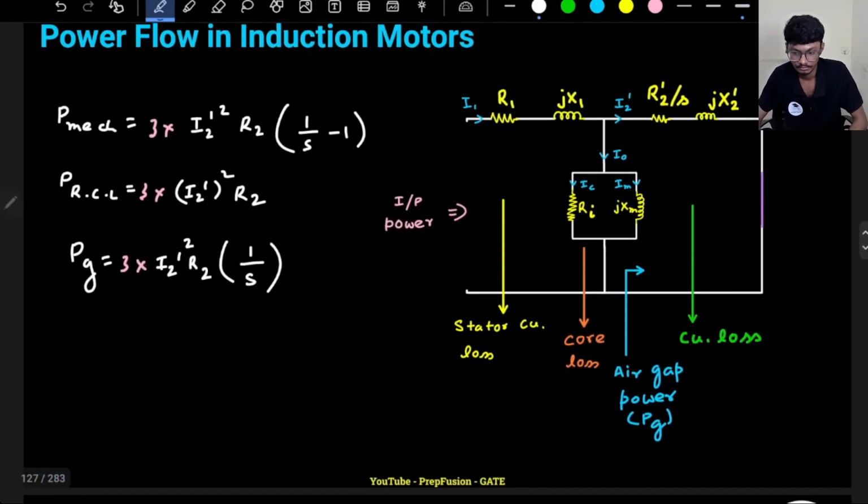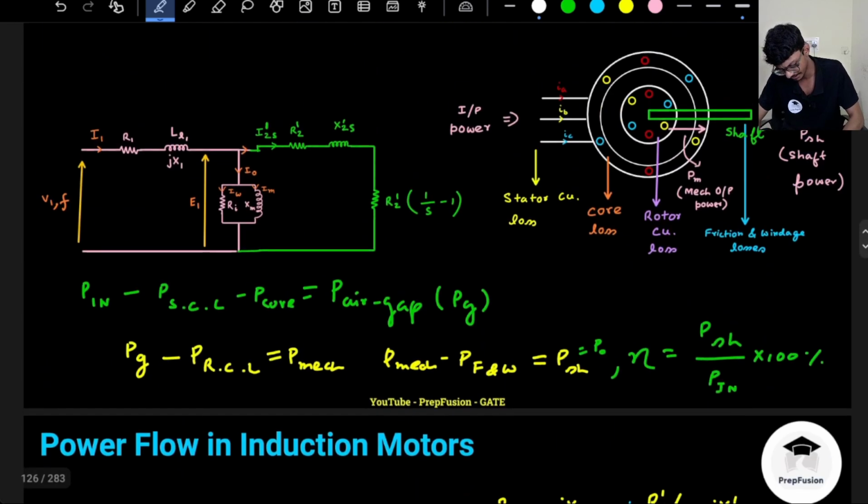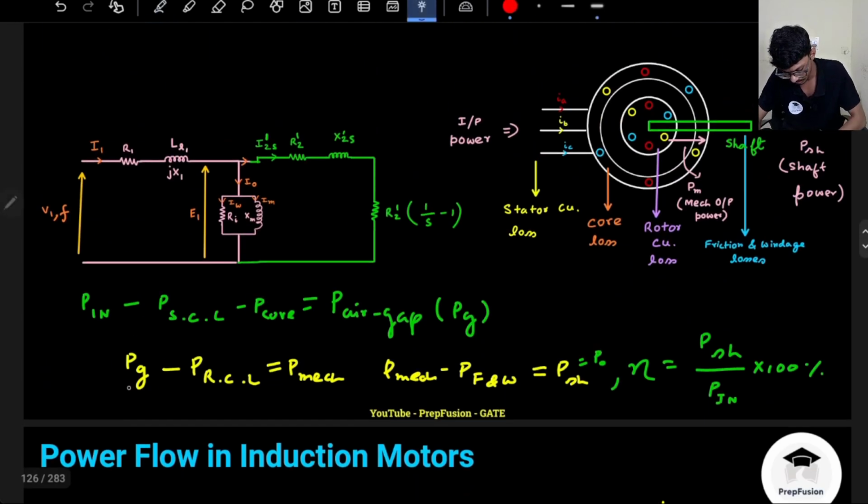So this is my air gap power. How can I relate it with the input power? Basically, I want to relate this with the input power. So here as well, I have written my air gap power. Air gap power is equal to the input power minus the core losses minus the stator copper loss, right?